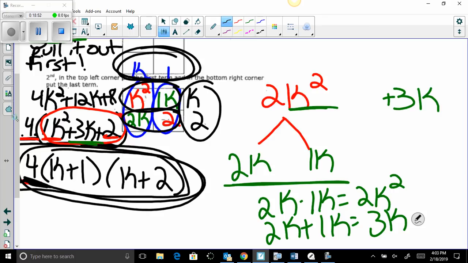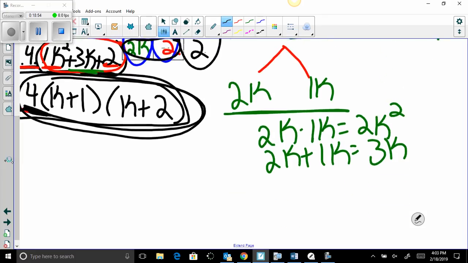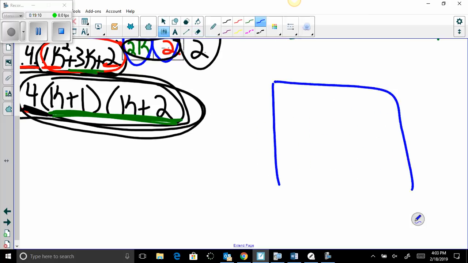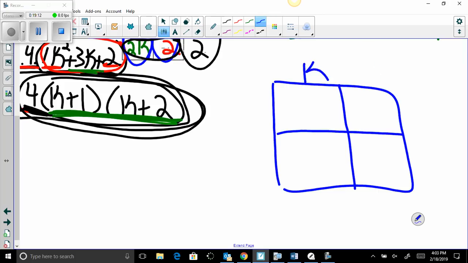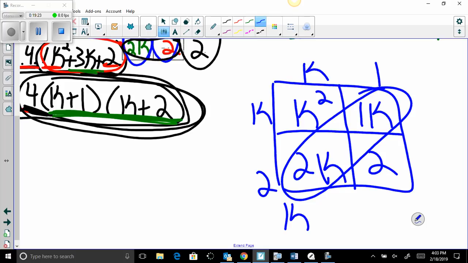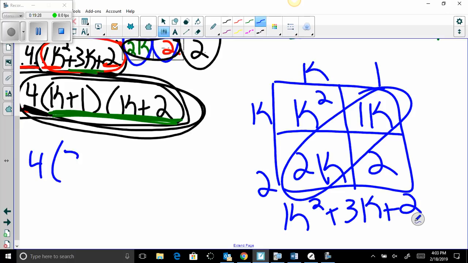Now, some of you are probably going to say, well, how can I check myself? If you want to check yourself, box the binomial times the binomial. So let's do that really quick on the side. So box that out, see what we get there. K1, K2, multiply every box. Combine the like terms. Remember, your diagonal has a like term, so k squared plus 3k plus 2. I still have that 4 out front.